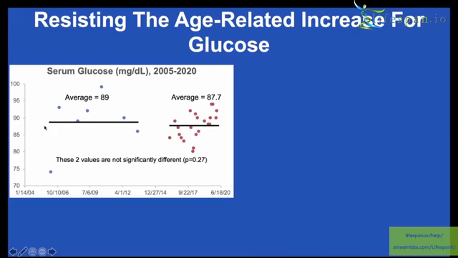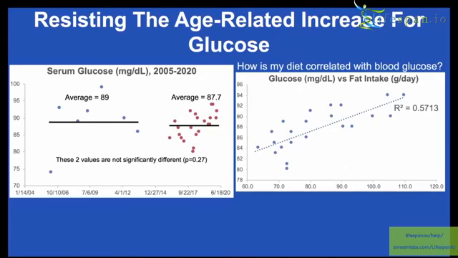So again, in looking at my once-a-year measurements from 2005 to 2015, my average blood glucose level was 89. And then as I've gotten more serious and tracked more often and tracked my diet, it's 87.7. So when comparing these two groups of data, they are not different. So I basically resisted the age-related change in glucose levels, at least for now.